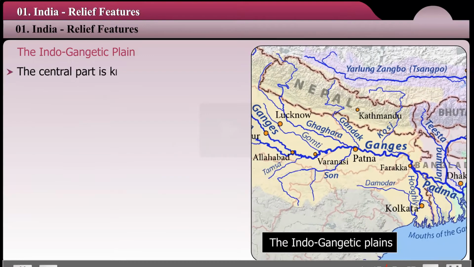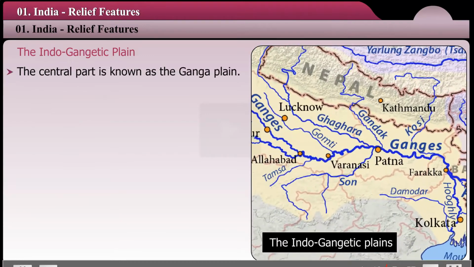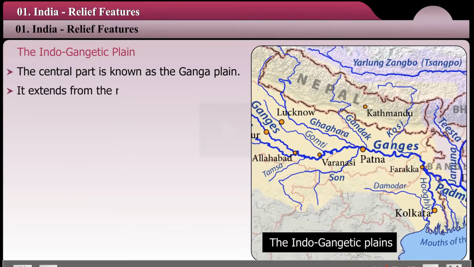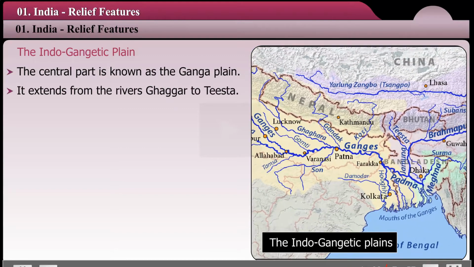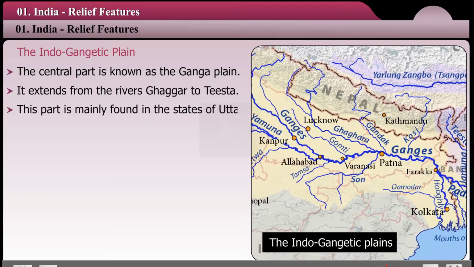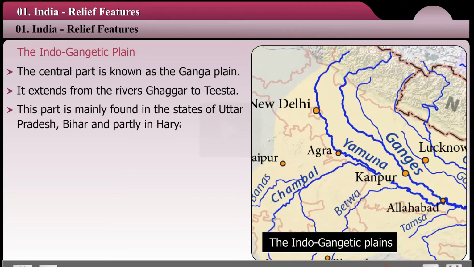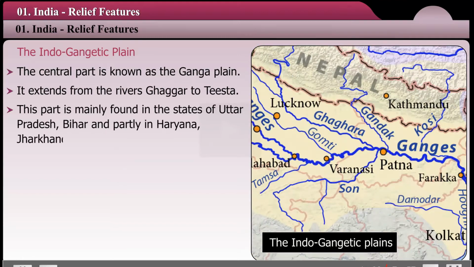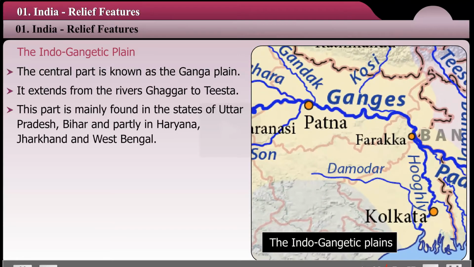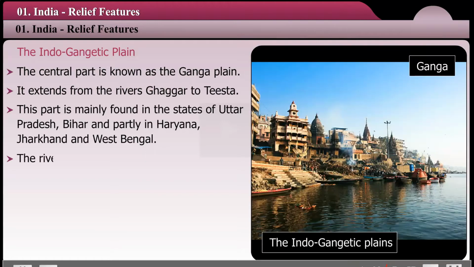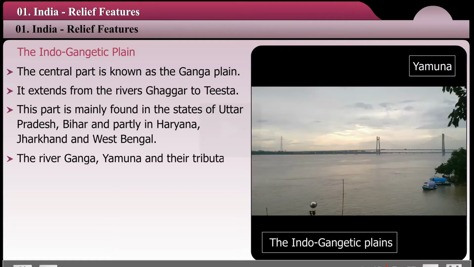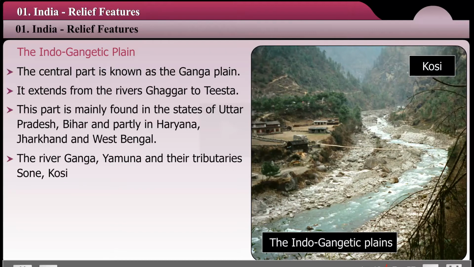The central part is known as the Ganga Plain. It extends from the river Ghaggar to Teesta. This part is mainly found in the states of Uttar Pradesh, Bihar, and partly in Haryana, Jharkhand, and West Bengal. The rivers Ganga, Yamuna, and their tributaries Sone, Kosi, etc., drain in this region.